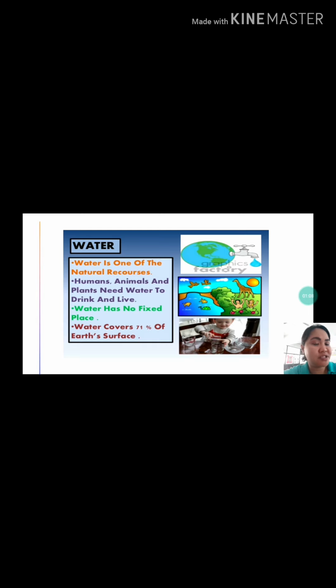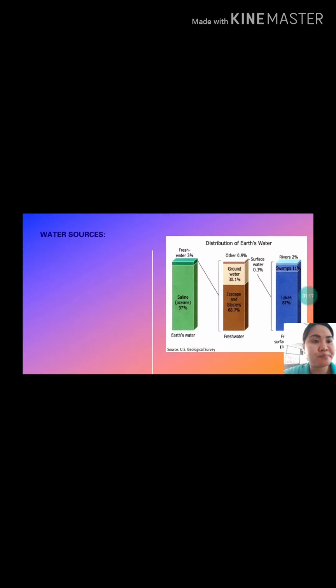So water covers 71% of Earth's surface, and water has no fixed place. Next. So here we're going to have a little glimpse of the distribution of water on the Earth. So let's check.